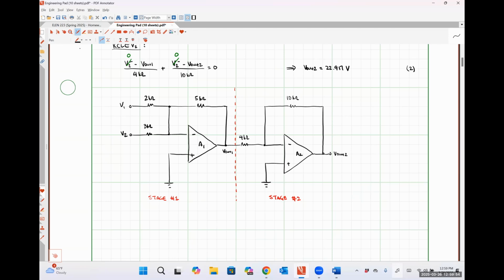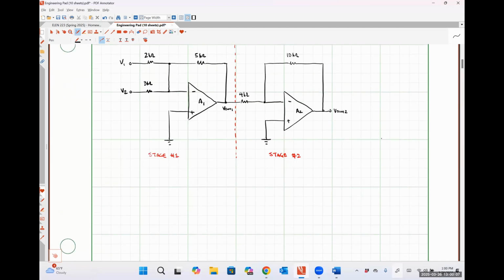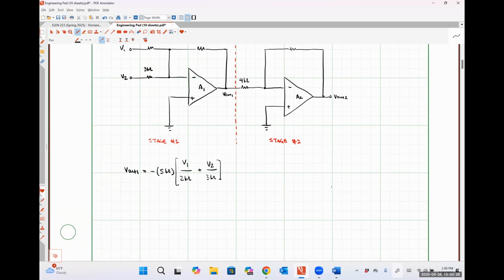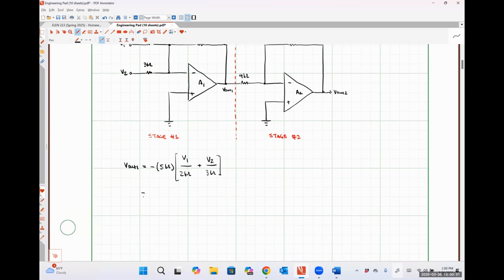It's a weighted inverting summer. Okay, absolutely. So we have multiple input signals applied to the inverting input pin, and we're just trying to find the output voltage. So this is nothing more than a weighted inverting summer. And so we know just by looking at this that V out 1 should be negative 5 kilo ohms times V1 over 2 kilo ohms plus V2 over 3 kilo ohms. Plug in our numbers for V1 and V2 and tell me what you get, please.